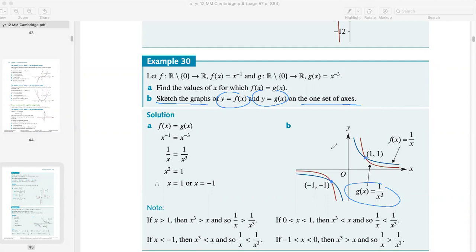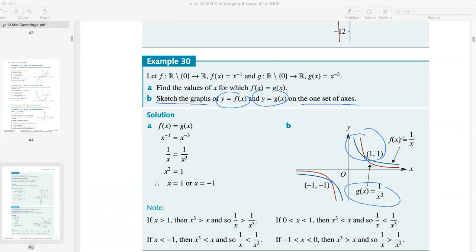You also need to clearly show the relationship, I mean the relative position: which one is higher, which one is lower. And use arrows to indicate the different graphs, because in the final exam, you might only have one blue pen. You cannot use red or blue to demonstrate which one is which.